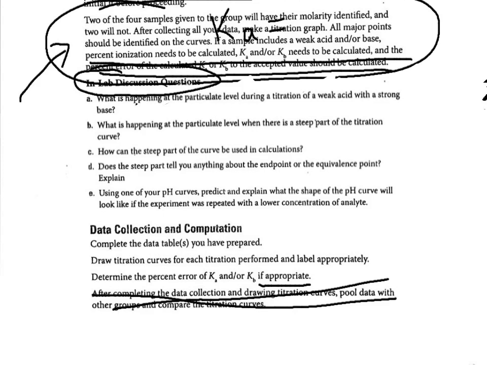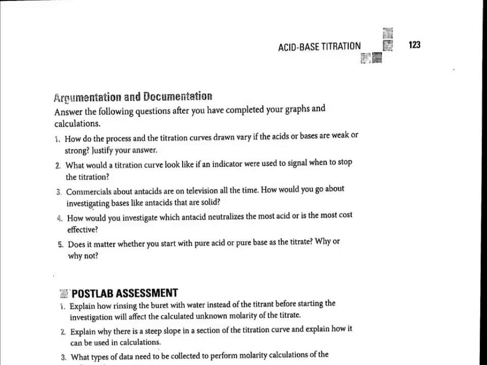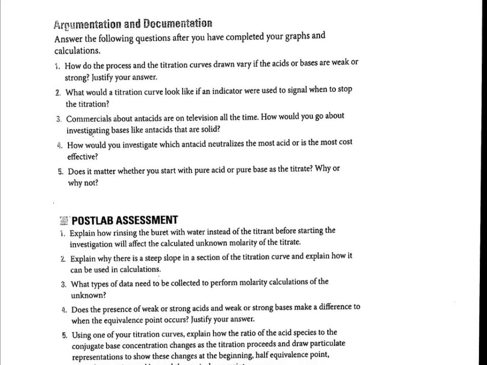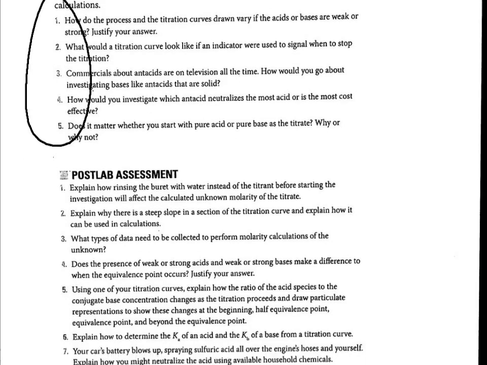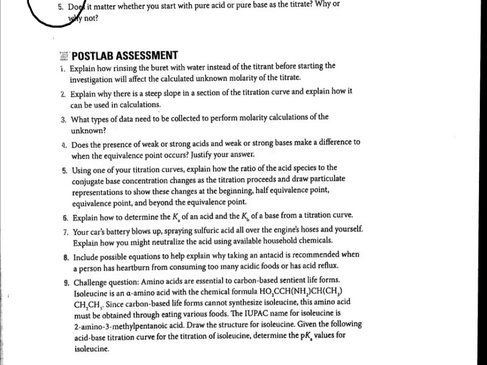So you've got that. Then you're going to look at the argumentation and documentation section. There's 5 questions here. I want you to answer those. Okay? Then in the post-lab assessment, there are 8 questions that I want you to answer. Okay? And if you're not completely worn out after doing all of that, and you really feel like you would like some bonus points on this particular lab, you can answer the challenge question. Okay? The challenge question will be 4 bonus points. And again, all of those questions will go in the how did my ideas change section.